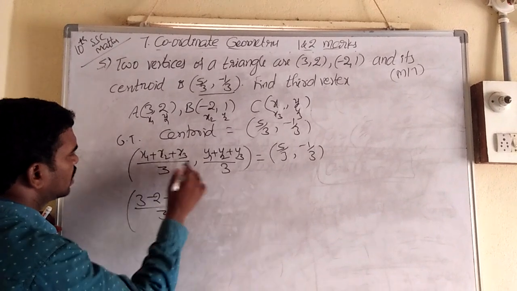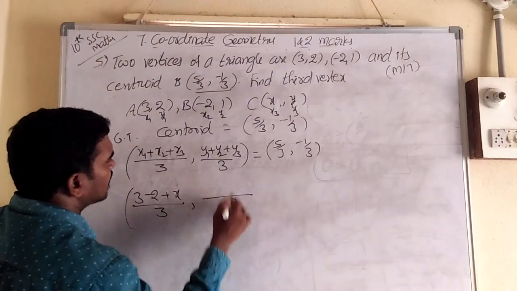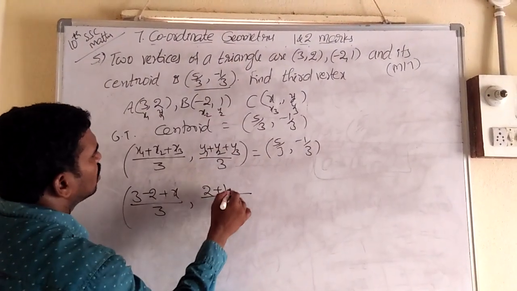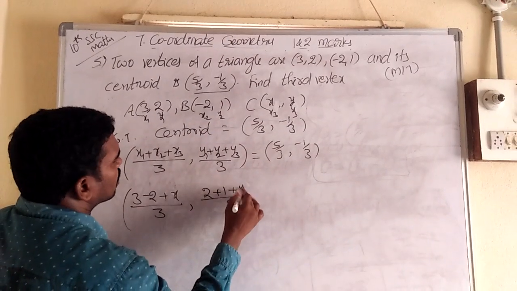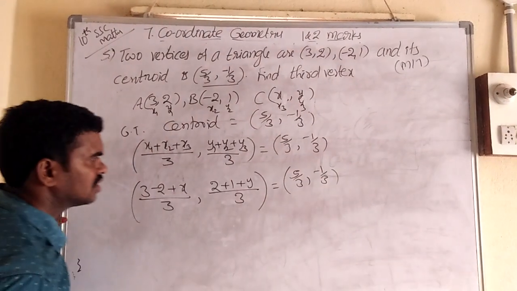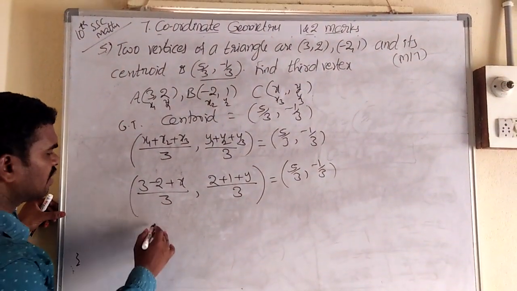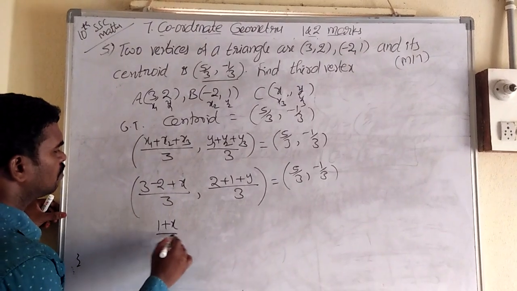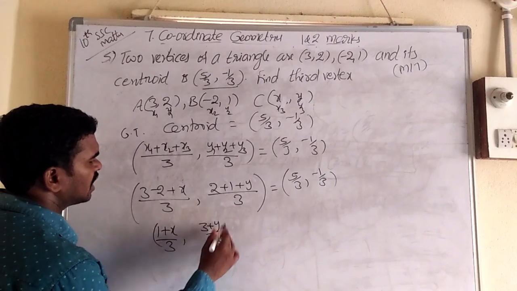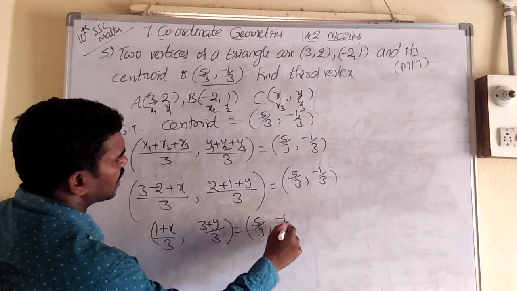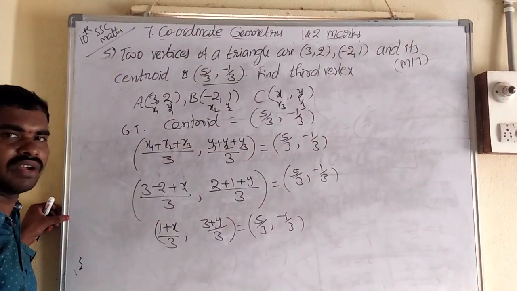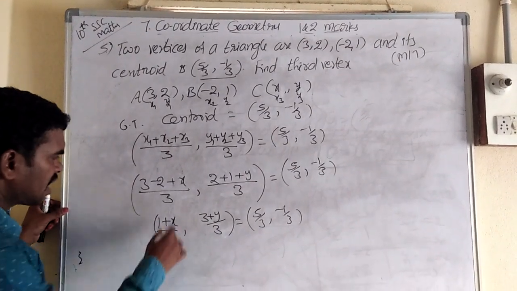By 3. Next comma, next by 3 as it is. y1 is 2, y2 plus 1, y3 plus 1, close, is equal to 5 by 3 comma minus 1 by 3 as it is. Now 3 minus 2 how much? 1 plus x by 3. 2 plus 1 how much? 3. So 3 plus y by 3 is equal to 5 by 3 comma minus 1 by 3. Okay na? We can't add a variable and a number. We can multiply but we cannot add and we cannot subtract. Okay, keep it as it is.